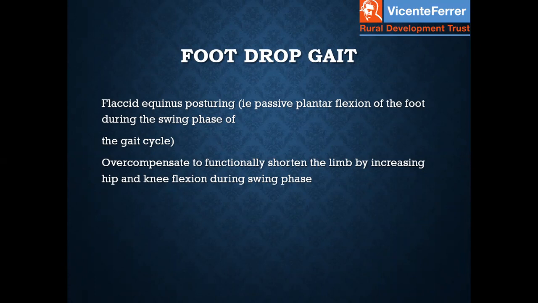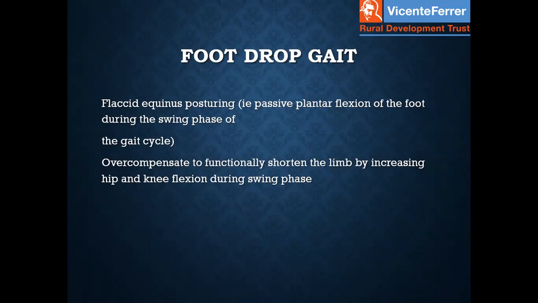So to compensate for that foot drop, what happens? The child shortens the limb by flexing the knee joint excessively. So what is the difference between true equinus in the hemiplegic gait and foot drop?